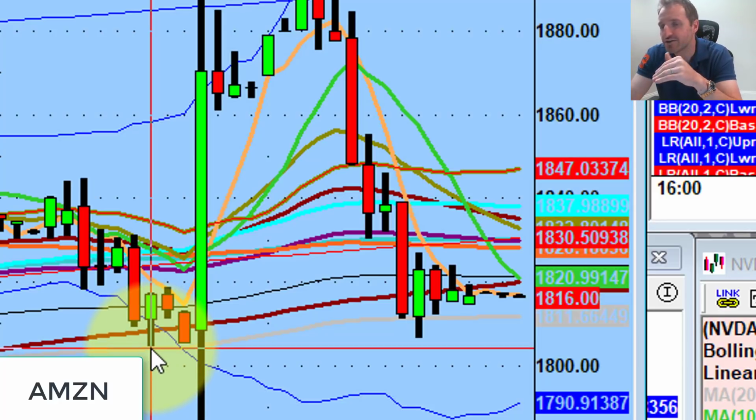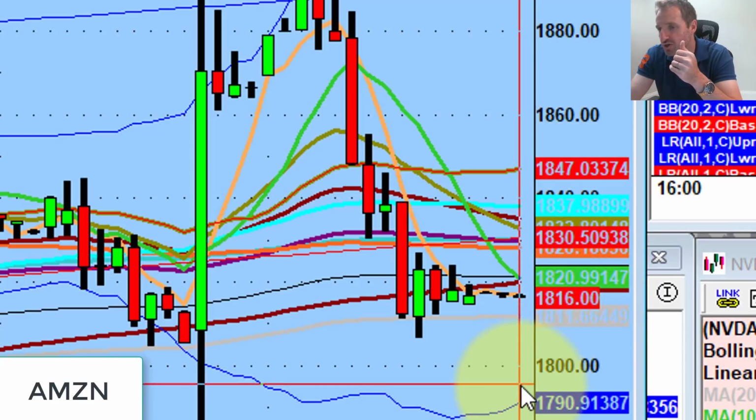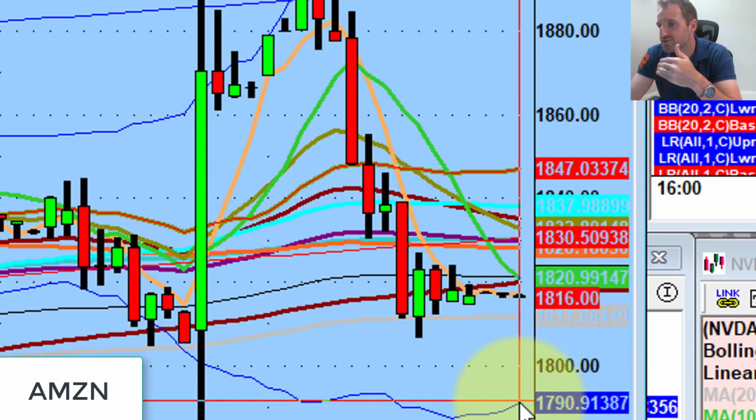This is a valid channel. If it starts building below 1804, especially for your option players, you could get a move all the way down to this channel here of 1790. So definitely keep an eye on that.